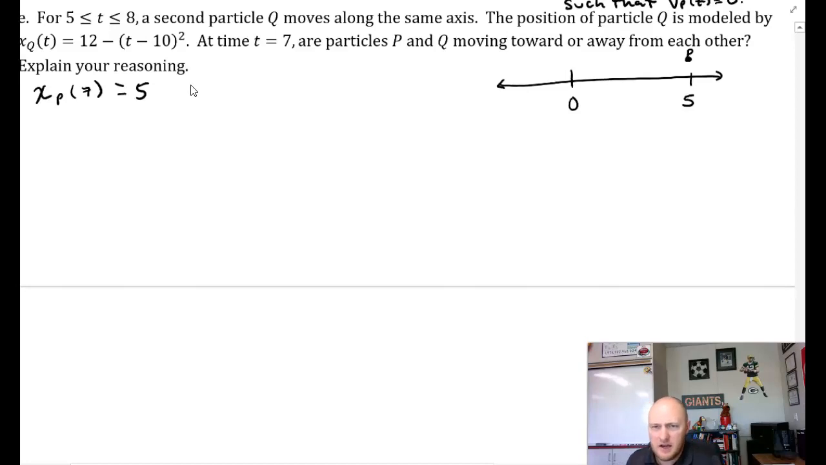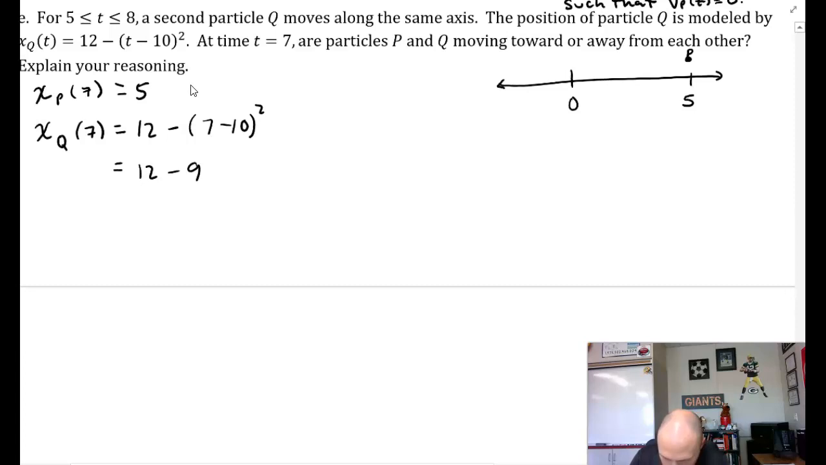Okay? And then I also need to know what is the position of q at 7. So I'm just going to use the function that they gave us here. So 12 minus 7 minus 10 squared. So 12 minus 9, which is 3. So this one's at 3. So here's q. Okay. And are those particles moving towards each other? Well, I don't know. I just know their position. I know they're at 3 and at 5.